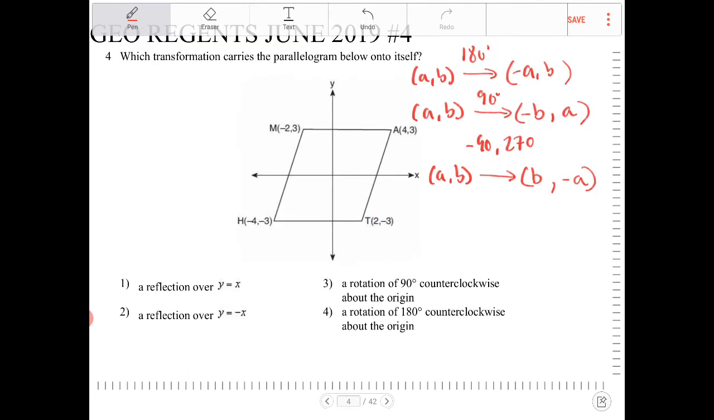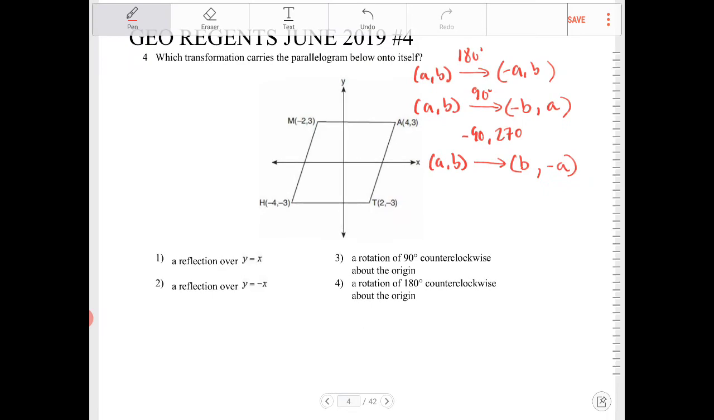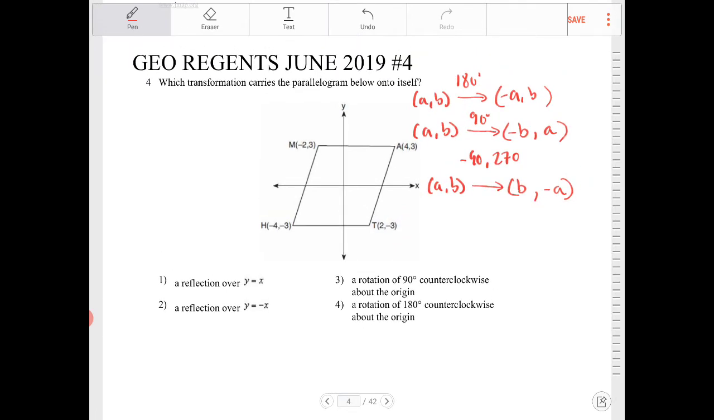And so let's see here. The best answer choice here that would match my way of thinking appears to be option 4. Let's just, while we're reviewing rigid motions, take a look at the other options here.